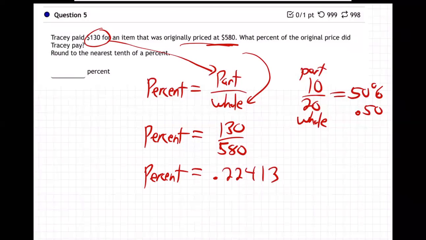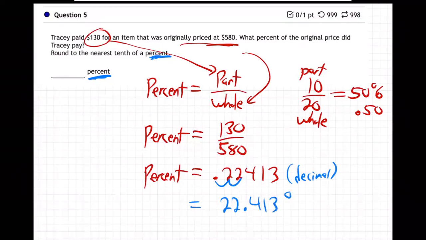Now, that's not a percentage yet, is it? See what it says? Percent, they want percent. So that's actually a decimal. This is a decimal, isn't it? So how do we change to percentage? We got to move it 2 places. So this will be 22.413. So there I am moving it to the right because I'm turning it into a percentage.